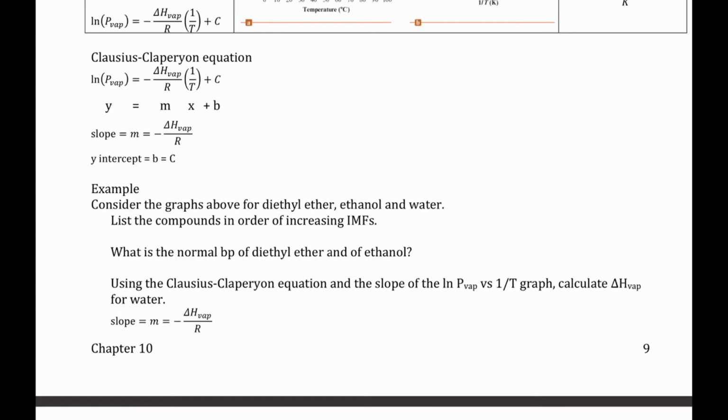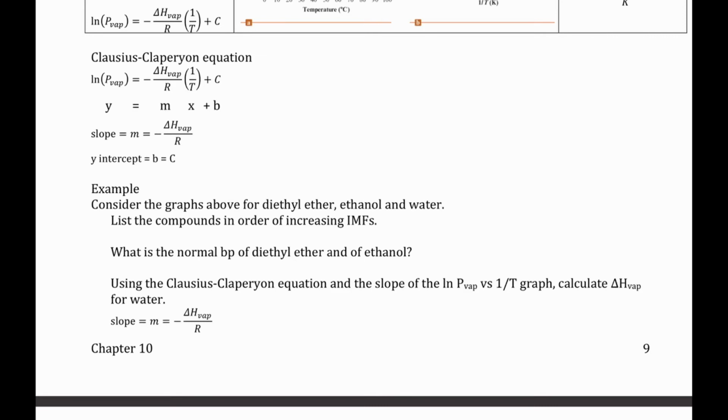Alrighty, so here's a problem. Consider the graphs above for diethyl ether, ethanol, and water. There's a couple problems I want you to come back to and do on your own, and we will look at the third problem together. Using the Clausius-Clapeyron equation and the slope of the ln P vap versus 1 over T graph, calculate delta H vap for water.